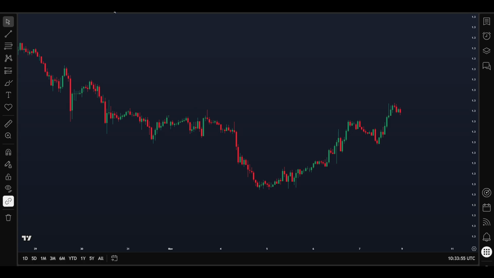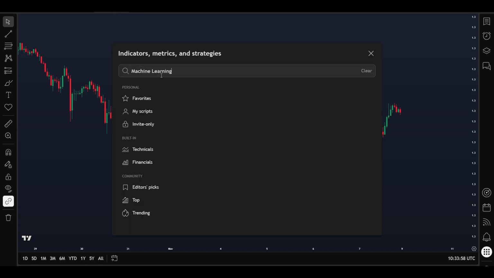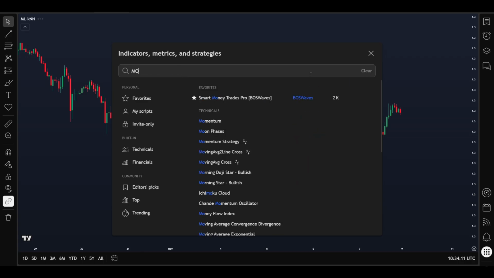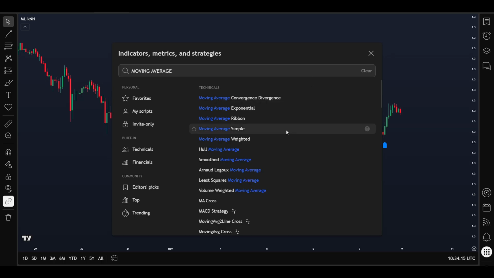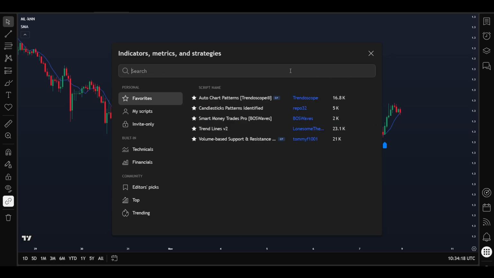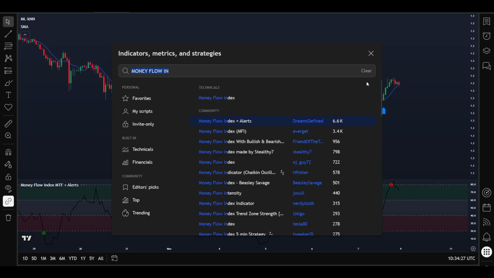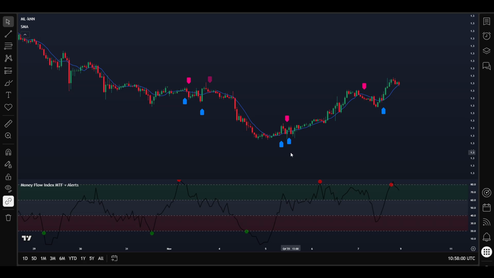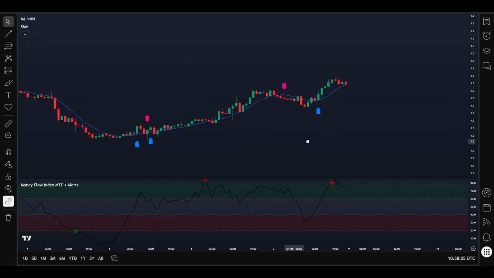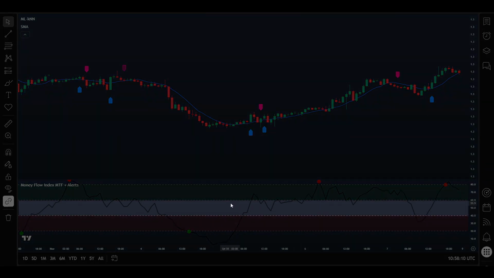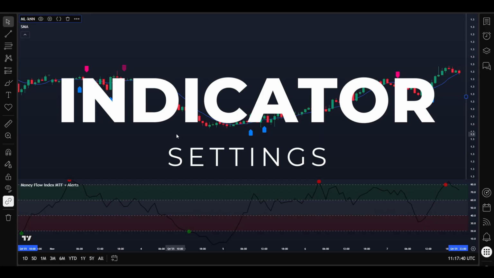Open indicators in TradingView. Add Machine Learning kNN-based strategy by Capissimo. Add Moving Average from Technicals. Add Money Flow Index by Dreams Defined. With all three on the chart, each does one job. kNN prints the buy-sell label, the moving average sets trend bias, and MFI provides context using a transition zone.